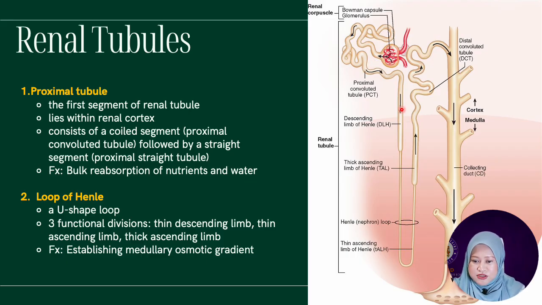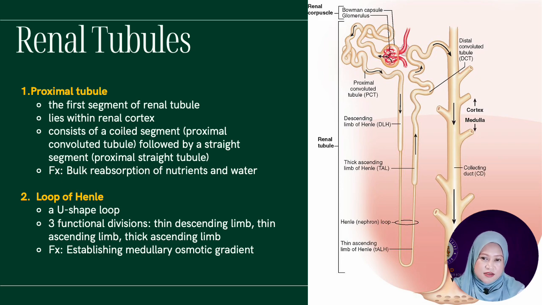And then after leaving the proximal tubule, the filtrate enters the loop of Henle. The loop of Henle is shaped like a U and extends from the cortex down into the medulla and then back up again. It has three functional parts: the thin descending limb, thin ascending limb, and the thick ascending limb. Each part behaves differently. The descending limb is more permeable to water, while the ascending limb is less permeable to water, but actively transports ions.